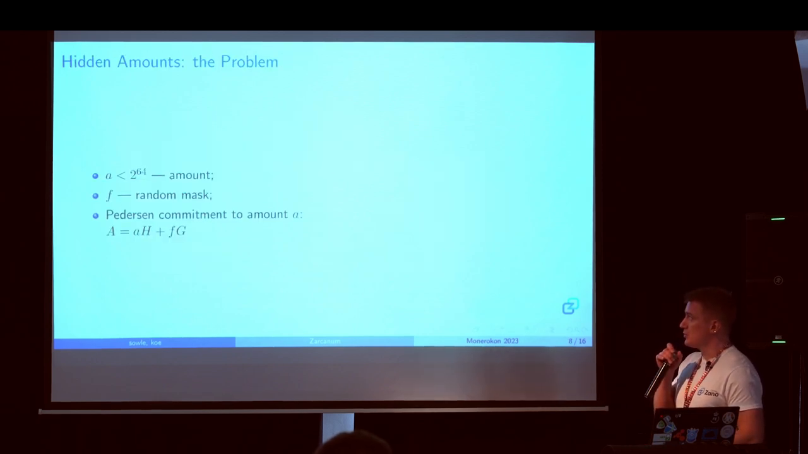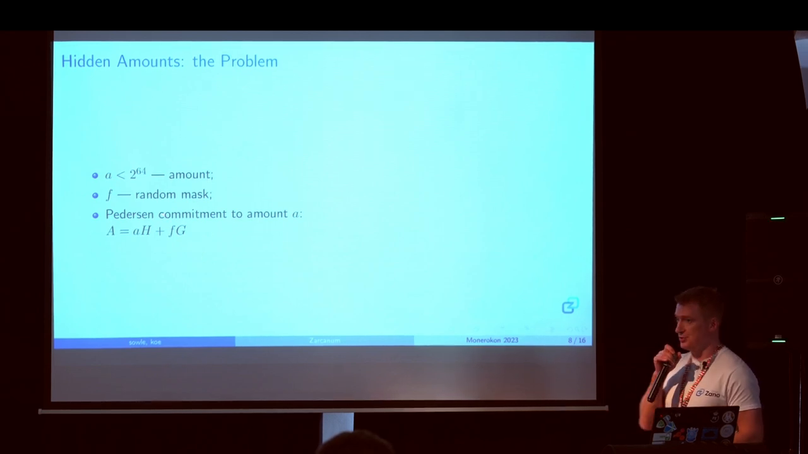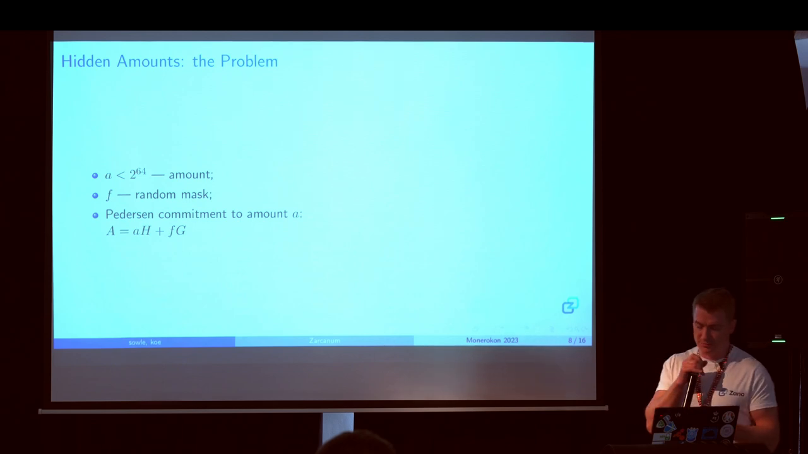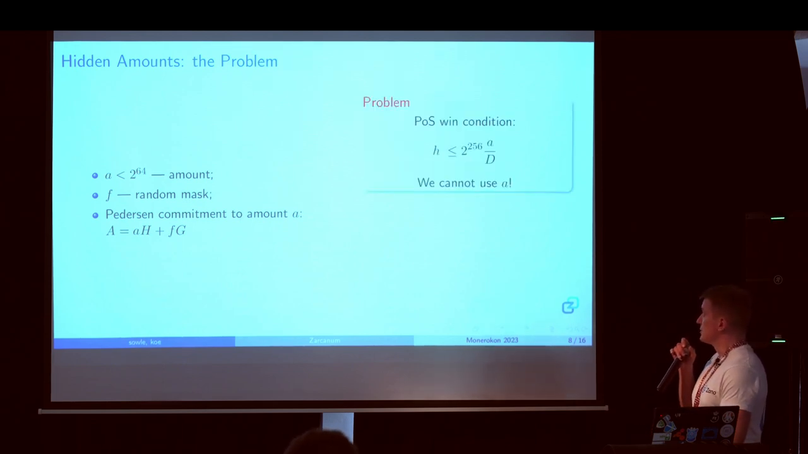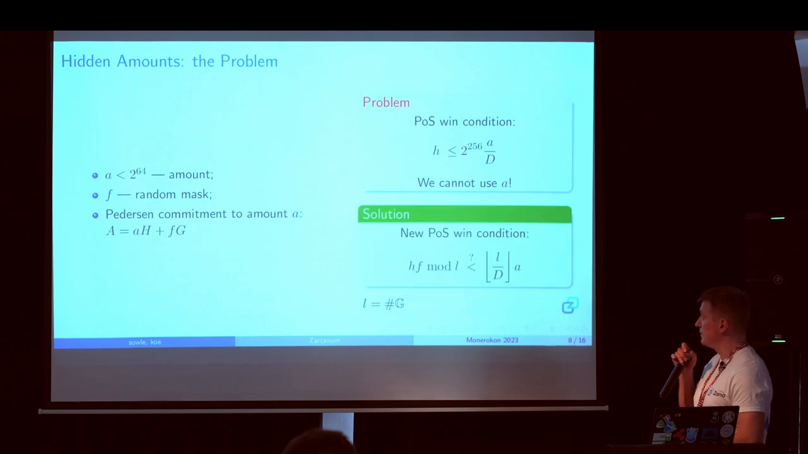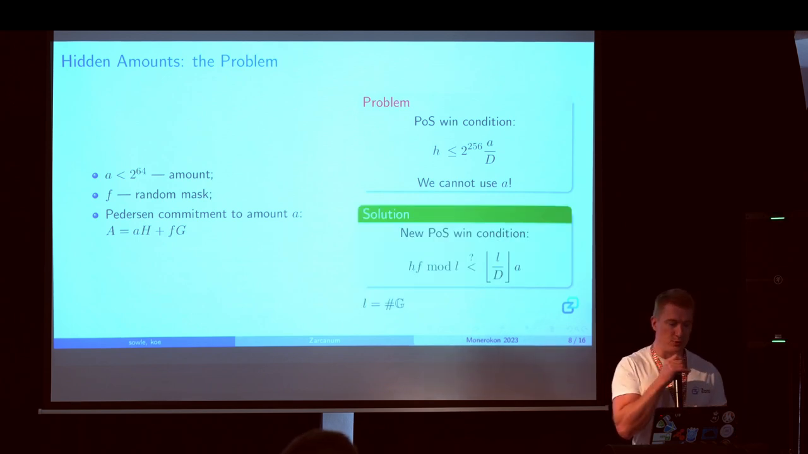When we use hidden amounts, we are talking about a classical Pedersen commitment here. So we have A for amount, F for random mask, and the amount is committed using generators H and G, which have no known relation between them. So we have this problem, and what solution do we suggest?